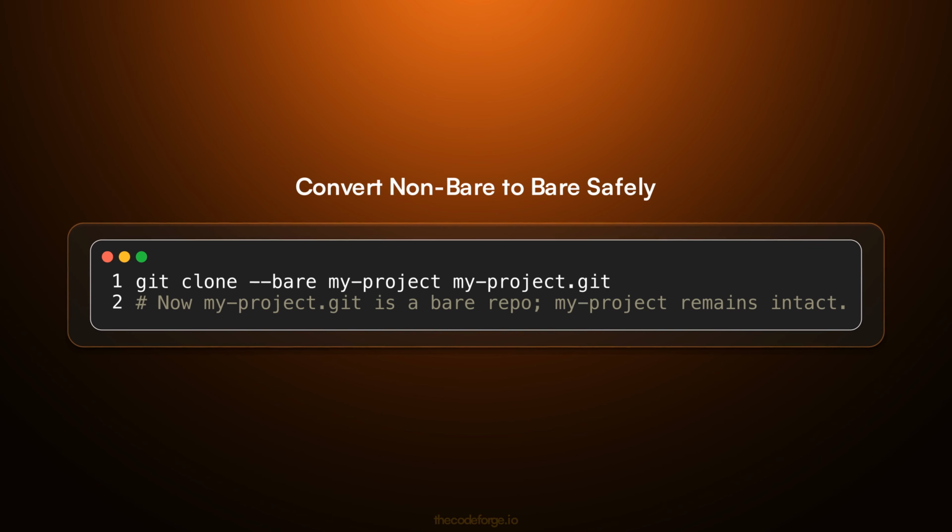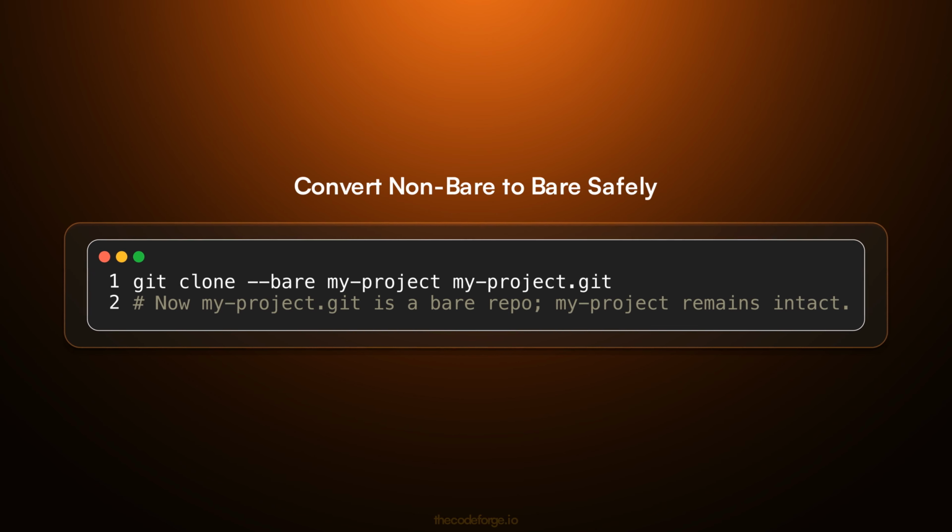The article warns against git init --bare on a non-bare repo. The safe conversion is git clone --bare. This creates a bare copy without losing the original working tree.